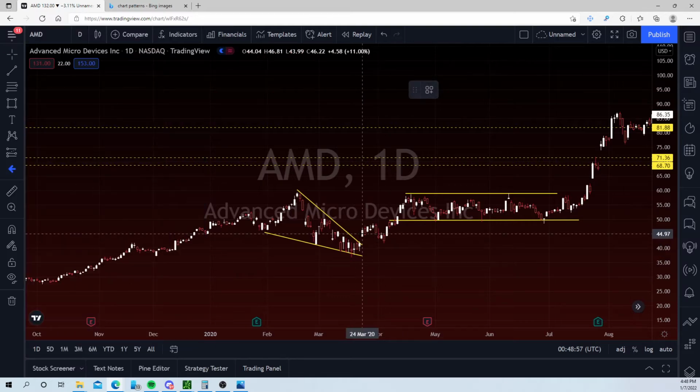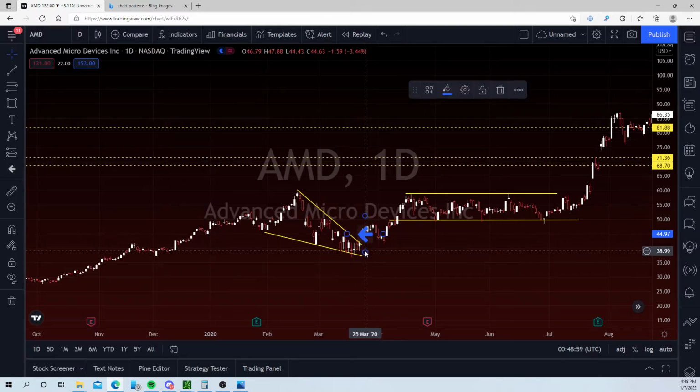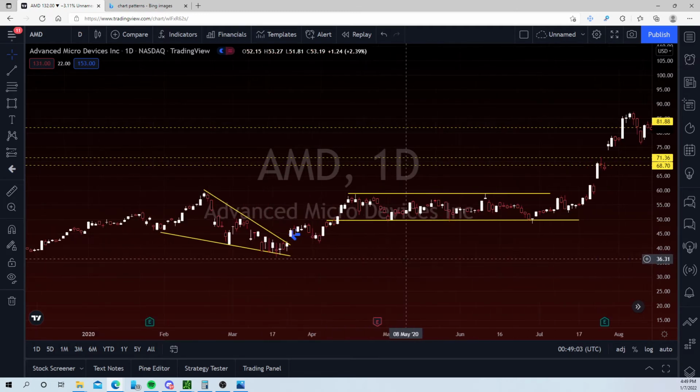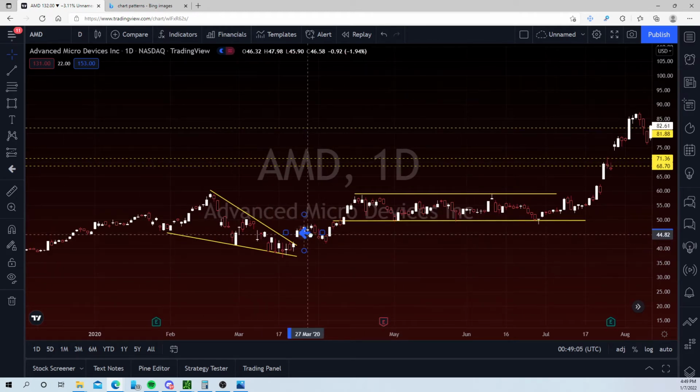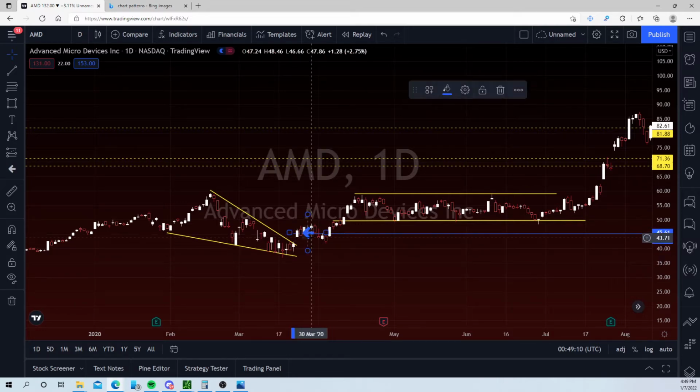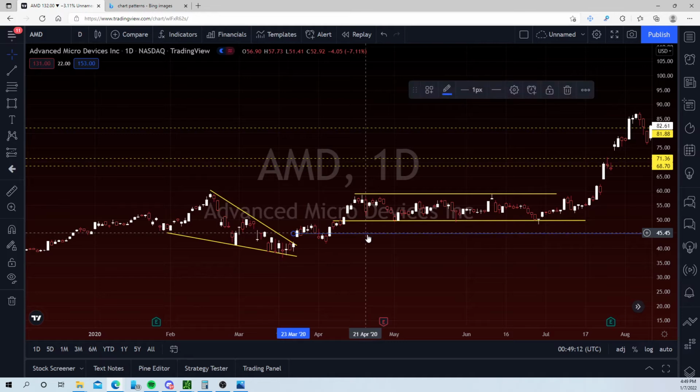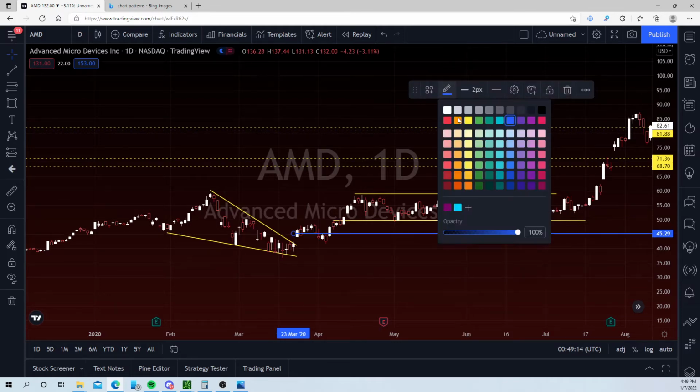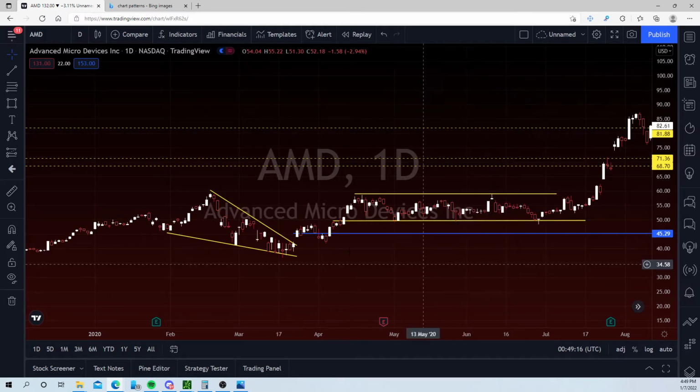Right there. Entry level would have been there. That's a big arrow. Entry level here. Broke out. We would have gotten in. Let me change the color. Right there. Your entry would have been right here. Exit. Stop. We're going to enter again.